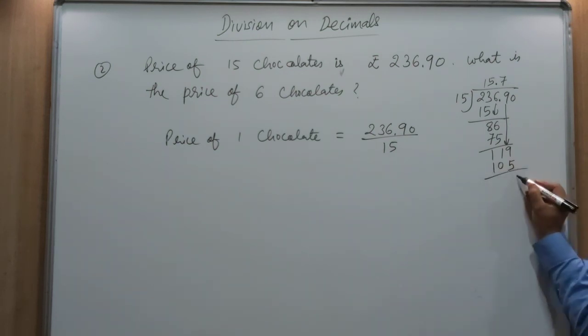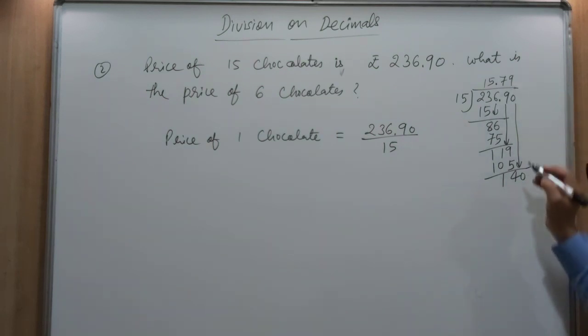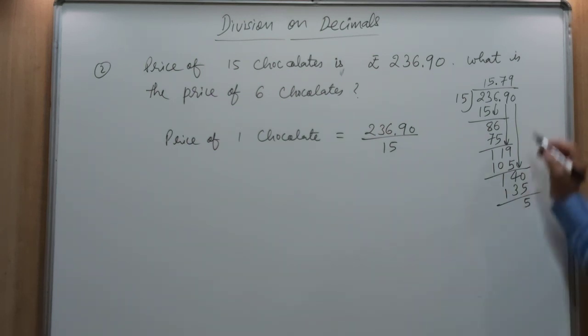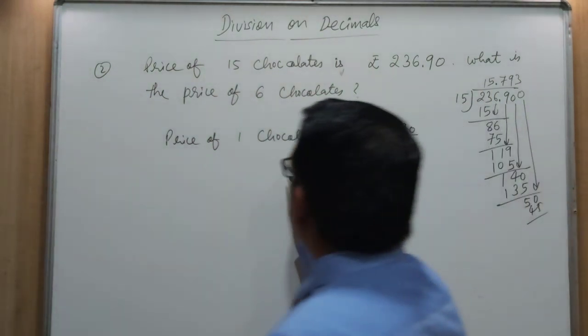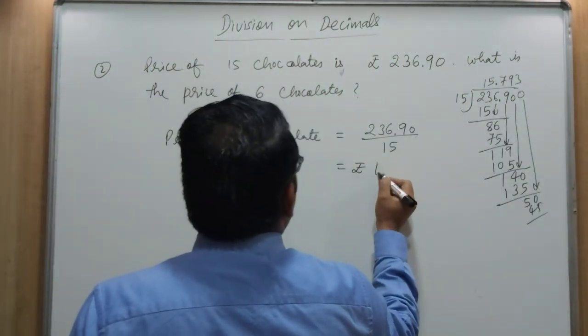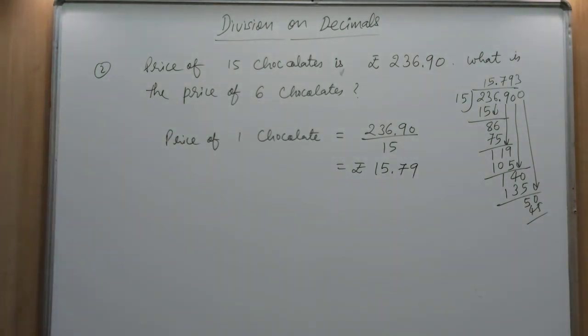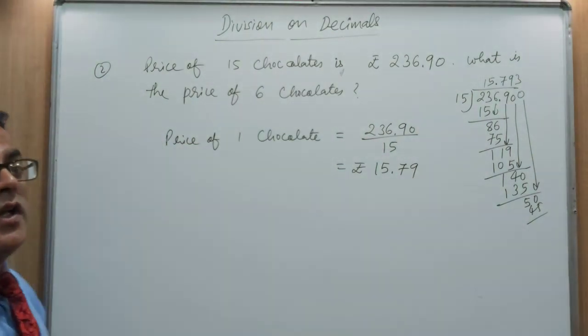105 we have. Now 14 we have here, then 0 we can shift here. Now how many times? 9 times. 135. So 5 we have here. No need to do now. So what we have here, approximate value is 15.79. So price of one chocolate is approximate 15 rupees and 79 paise.